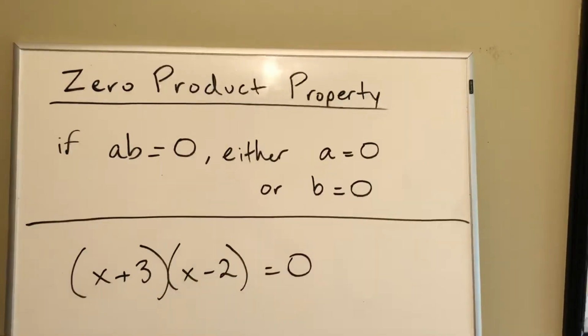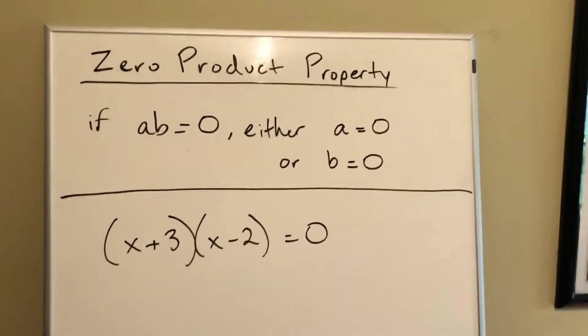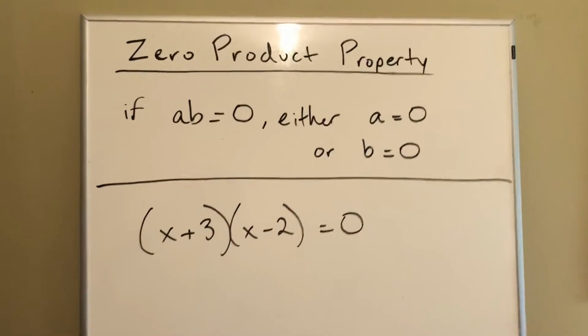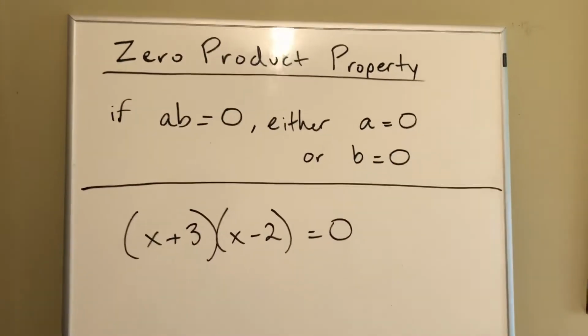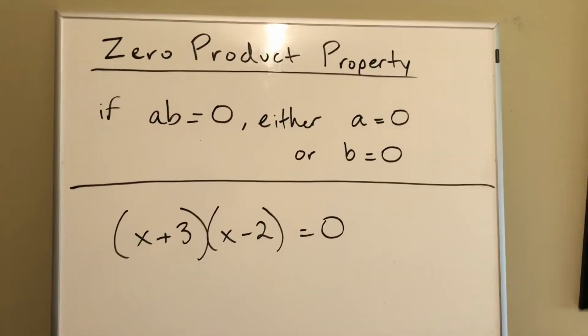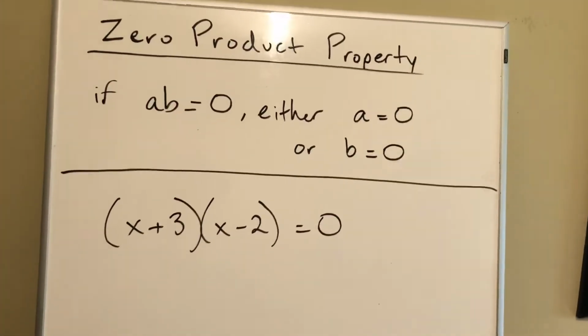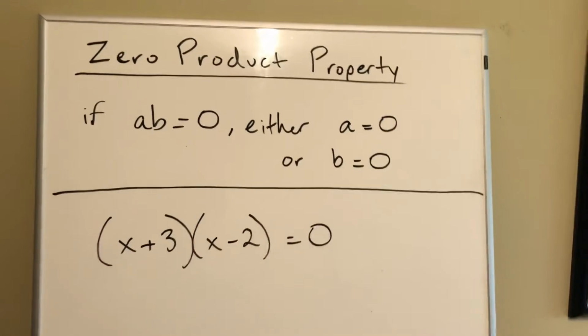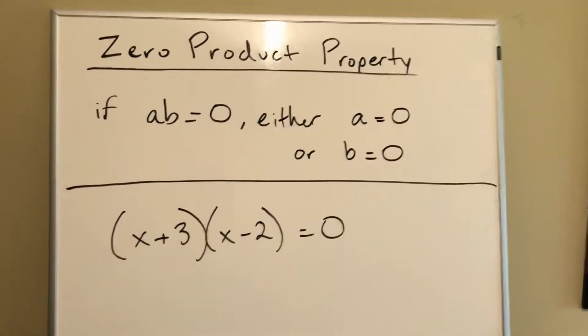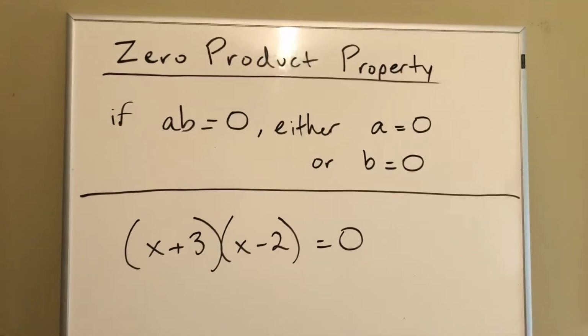We've been working on factoring quadratic expressions. Now we're going to work our way towards solving quadratic equations. So we're going to begin with examples that are already factored, and we'll gradually work our way towards factoring equations and then solving them. The key rule for these problems is called the zero product property.